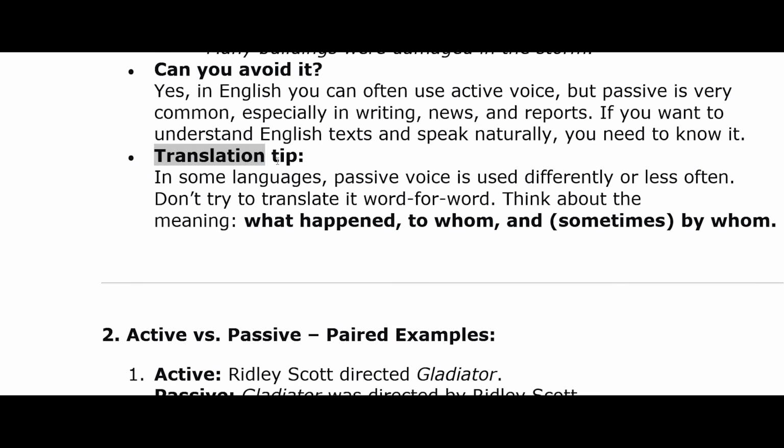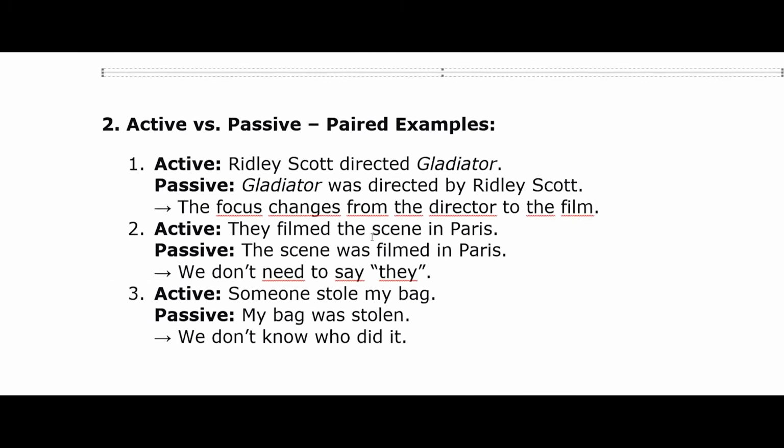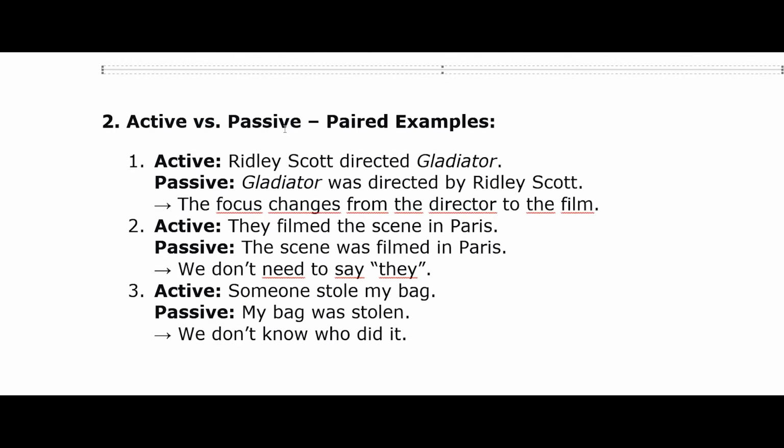And there is a translation tip. In some languages, passive voice is used differently or less often. Don't try to translate it word for word. Think about the meaning. What happened? To whom? And sometimes by whom. Next part. Active versus passive.